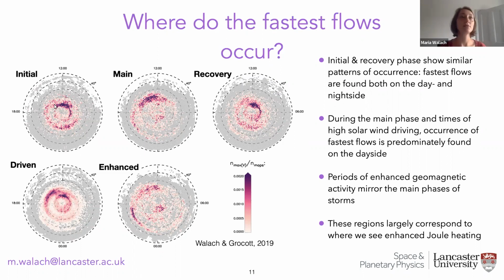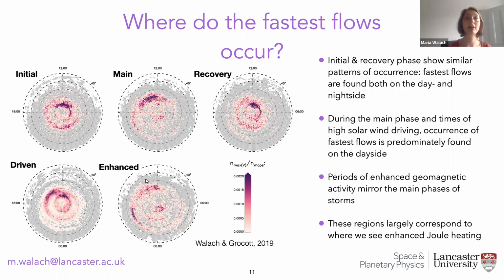And you can see that during the initial phase, the main phase, and the recovery phase of a storm, where we see the fastest flows changes. So during the initial phase, we see them at quite high latitudes, where we expect the throat of the convection pattern to be, so where the flows come in from the day side and start to flow towards the night side. During the main phase, this moves to lower latitudes, and most notably, we see most of these occurrences on the day side now, rather than here where we had some on the night side. And then during the recovery phase, it becomes similar again to the initial phase.